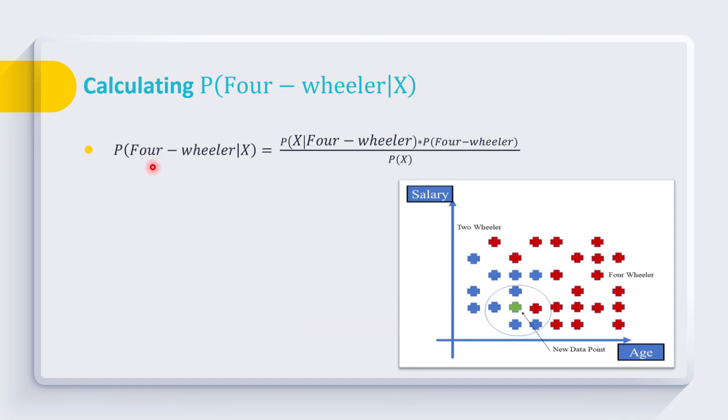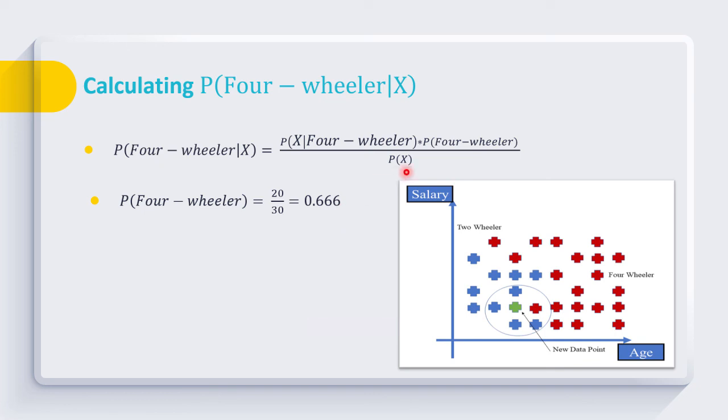So let's calculate the probability of four-wheeler given x. And for this, we can apply Bayes theorem. And we know that this will be probability of x given four-wheeler multiplied by probability of four-wheeler divided by p of x. So first we have to calculate probability of four-wheeler, which is very simple to calculate. We have total 20 observations for four-wheeler while there are total 30 instances including both two-wheeler and four-wheeler. So probability of four-wheeler is 20 divided by 30, which is 0.666. So we have calculated our first probability.